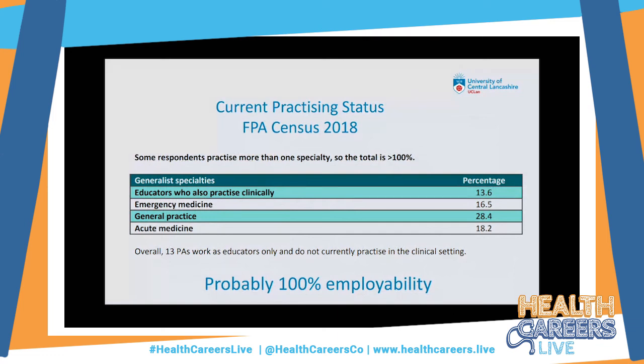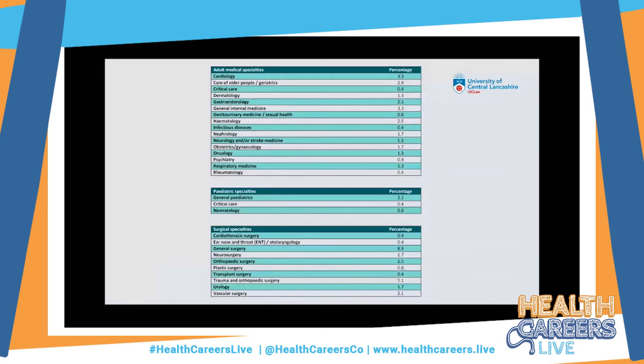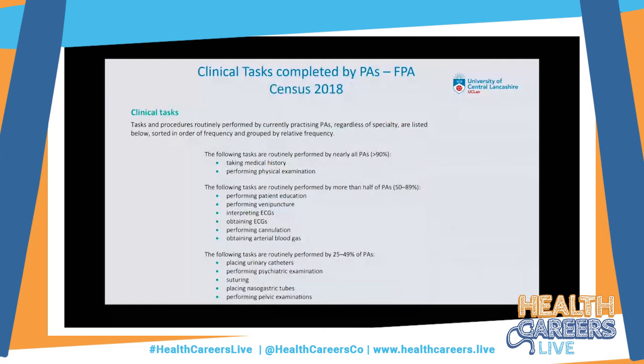So PAs can be found working in a number of different specialties. And currently, because of the demand for the physician associate role, there's probably about 100% employability as a physician associate. Most PAs will work in general practice or emergency medicine. But if you think of a branch of medicine, you can find a PA working in them. It ranges from cardiology through to rheumatology and vascular surgery. But because of the generalist nature of their role, most physician associates will go into general practice or emergency medicine.